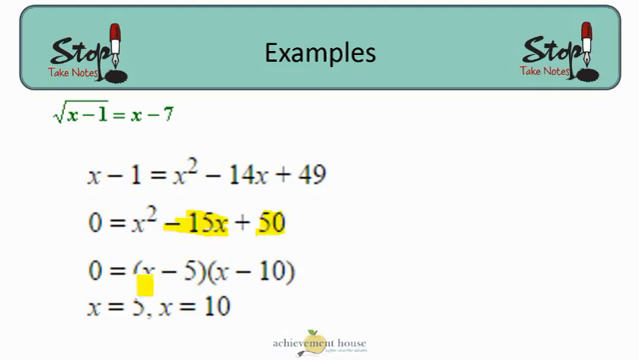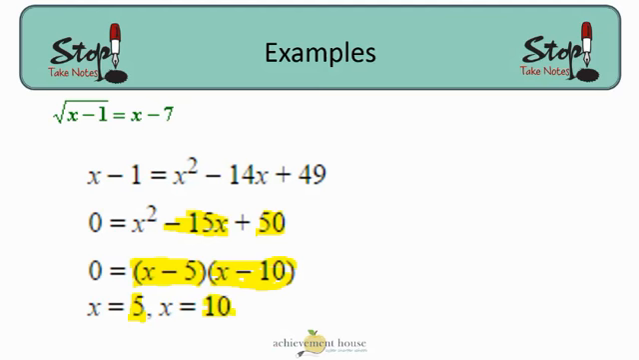Now I can use what I know about factoring polynomials to find the factors that would make this equation true. I need to find what multiplies to 50 and adds to negative 15. Well, that's negative 5 and negative 10. So I have x minus 5 could make the equation equal 0, or x minus 10 could make the equation equal 0. And so the two values of x that could make this equation true are 5 and 10.